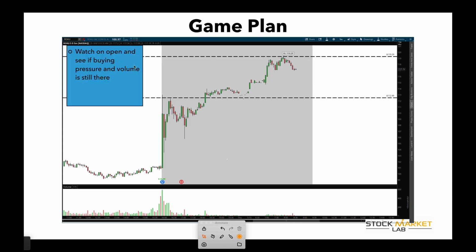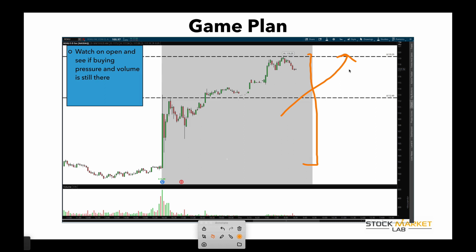Now, the game plan is basically watch on open and see if buying pressure and volume is still there. I want to see that a stock that moved up 20%, right, there's still a lot of buying activity going on. There's still a lot of interest going on. If that's still present, that gives me an idea that this still has a lot of room to run.